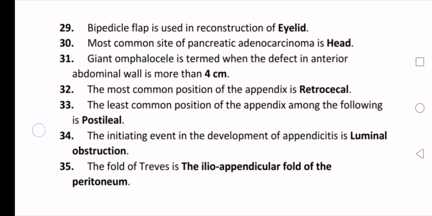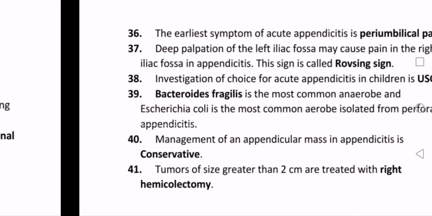The most common position of appendix is retrocecal. The least common position of appendix is post-ileal. The initiating event in the development of appendicitis is luminal obstruction. The fold of Treves is the ileoappendicular fold of the peritoneum.